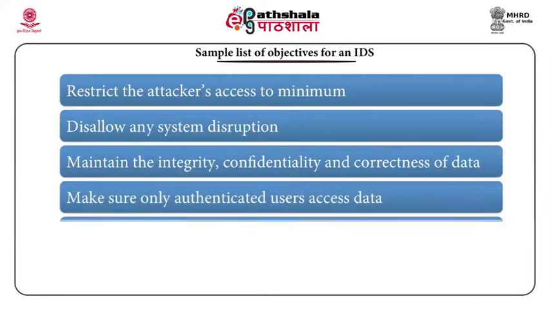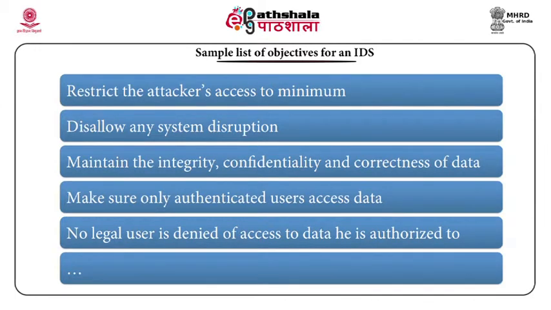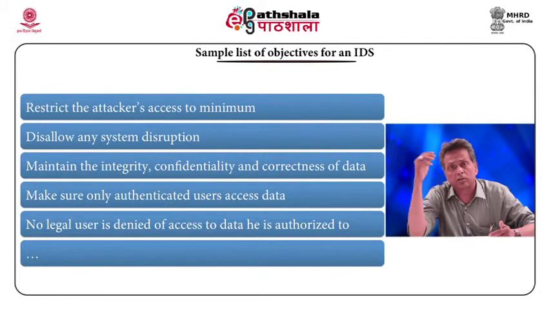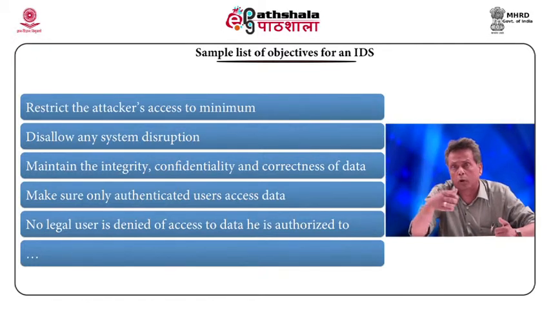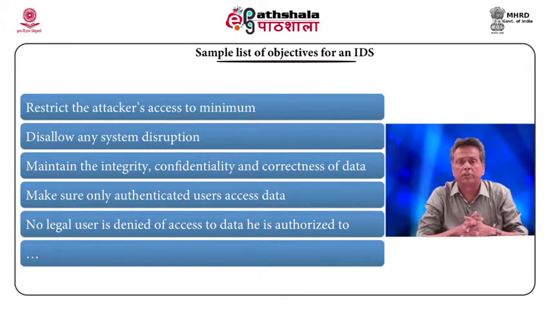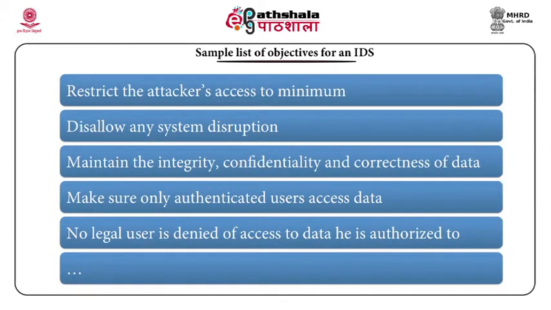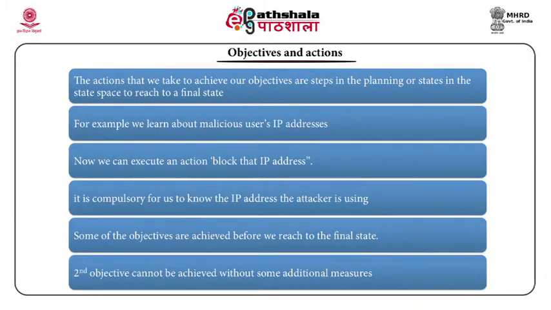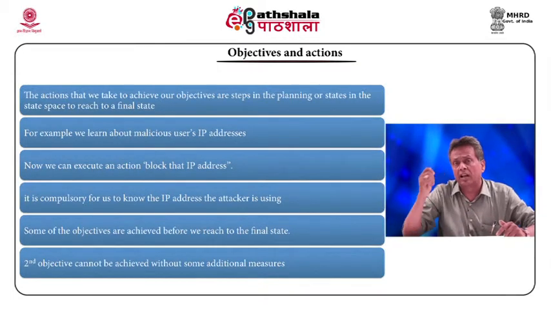There is a sample list of objectives provided on the next slide, which talks about restricting the attacker's access to a minimum, disallowing any system disruption, and so on and so forth. Now the idea is that when I am planning, these objectives are to be met, but not in all cases is it possible to meet all objectives. You will have to compromise actually. Sometimes some objectives are met, sometimes some objectives are not met. There are two alternatives: in one, 90% of objectives are met, in the other, 80% of objectives are met. That is quite possible. So when you try to link objectives and actions, our actions must align with our objectives.